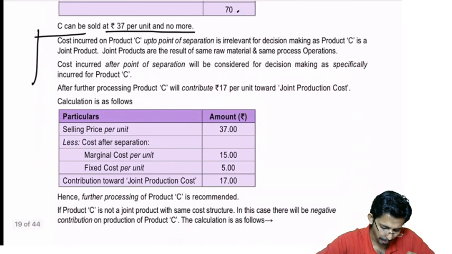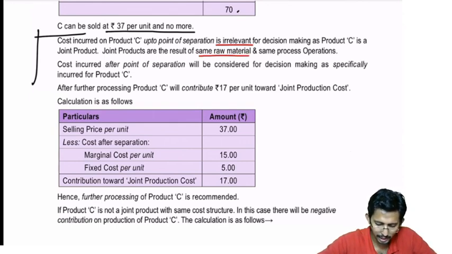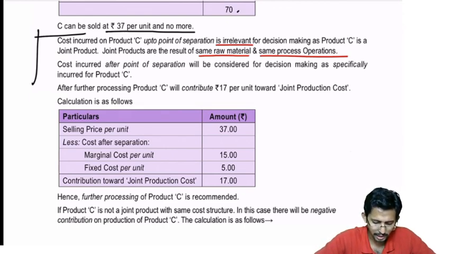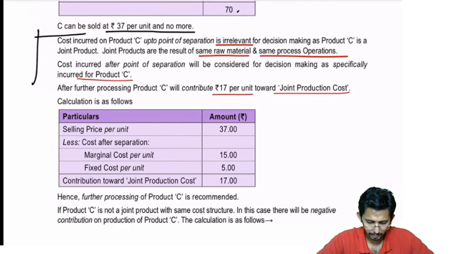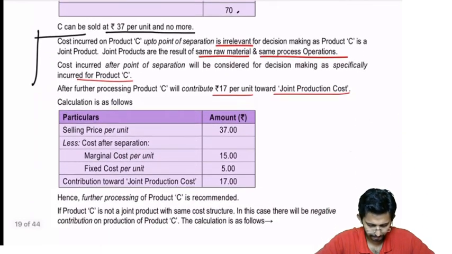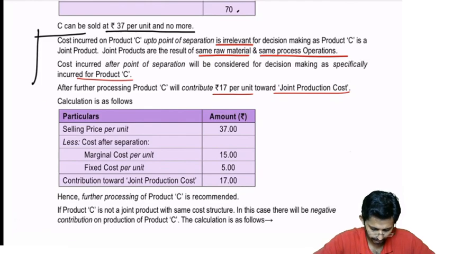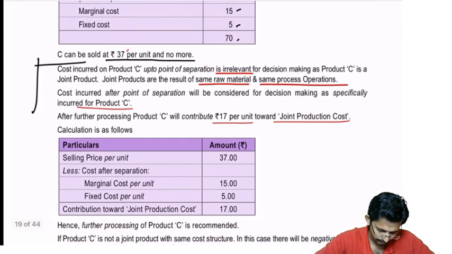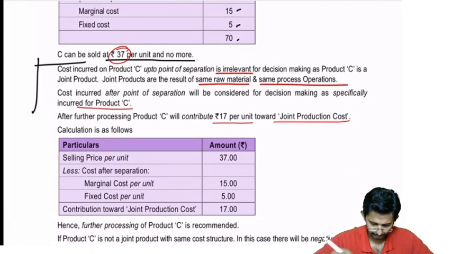Cost incurred on product C up to the point of separation is irrelevant. We have already seen that. It is irrelevant for decision making, as product C is a joint product. Joint products are the results of same raw material and same process and operations. We know that, right? The cost incurred after the point of separation will be considered for decision making, as specifically incurred for product C. After further processing, C will contribute 17 per unit towards the joint production cost. Why 17? The calculation is as follows. C can be sold at 37 per unit.